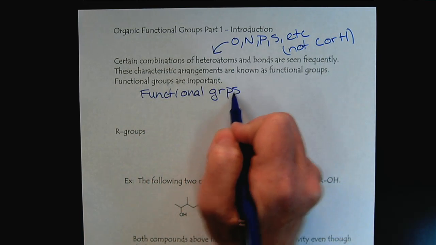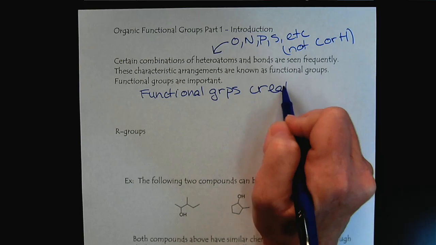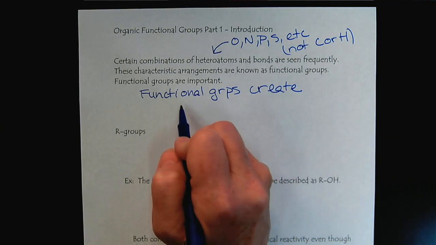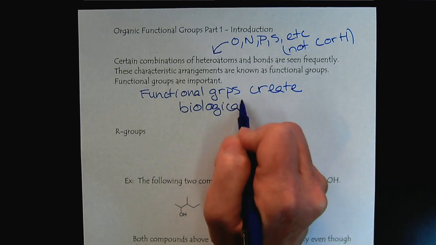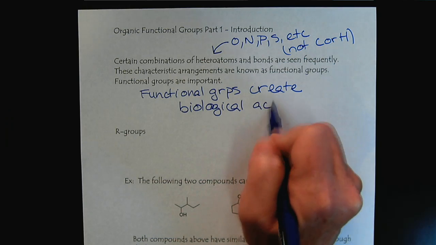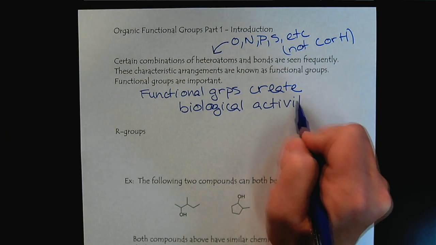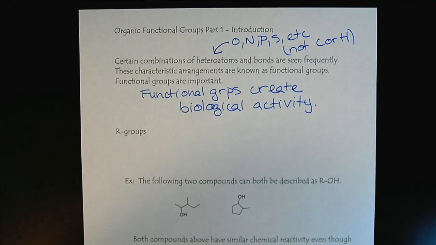So they're the foundation of understanding biochemistry. So we have to be able to recognize these functional groups and learn their personalities. What do they do inside of us?